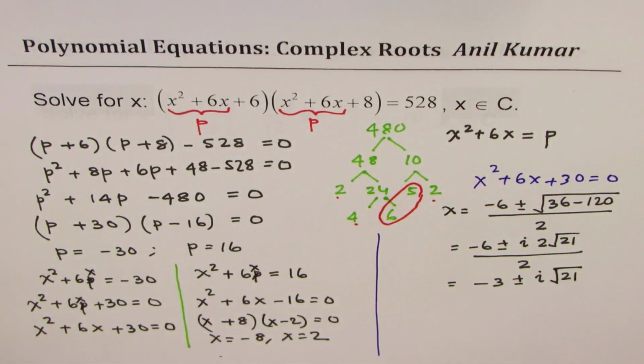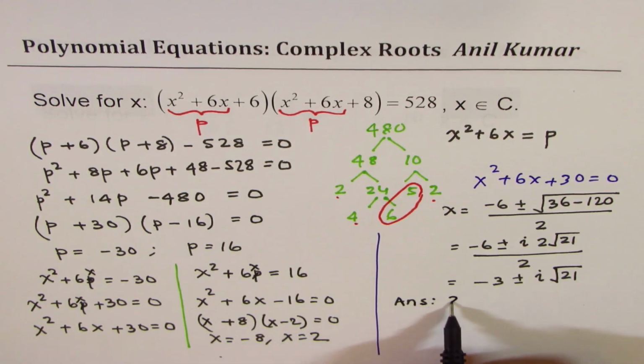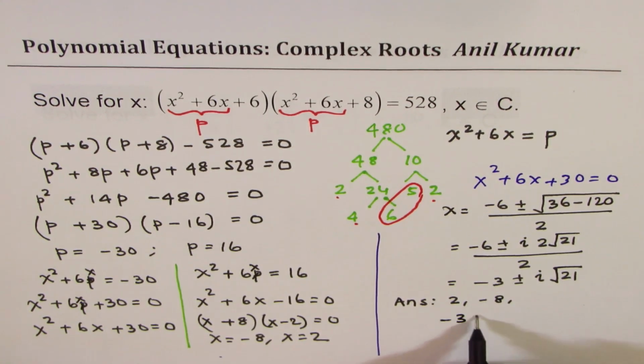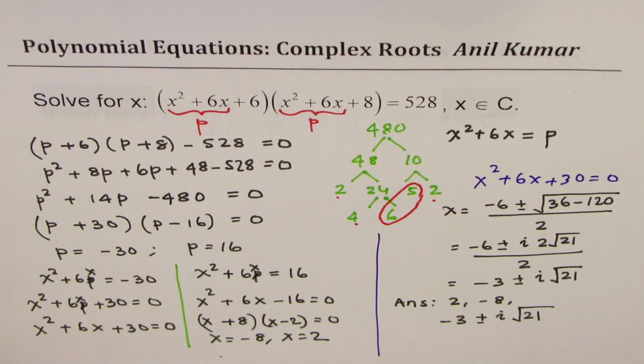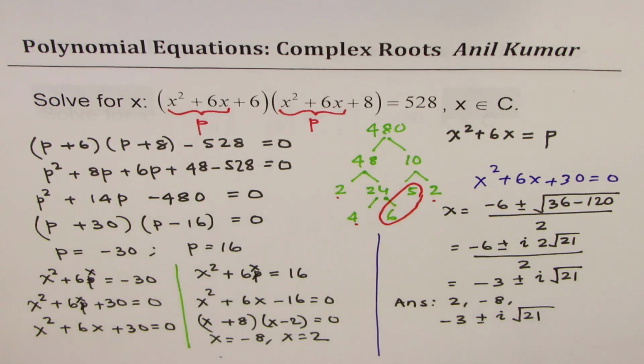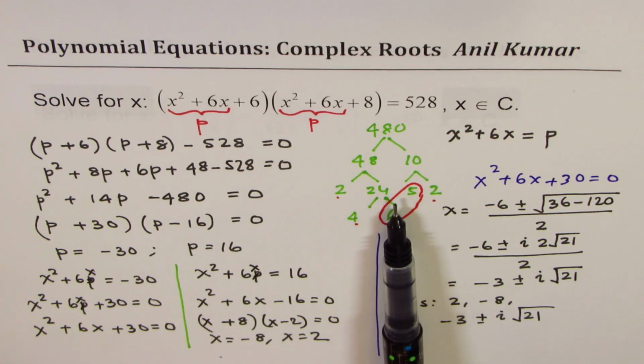So we have 4 answers. These are for the first equation. We can add the answers: x equals 2, minus 8, and minus 3 plus or minus i square root 21. So these are the 4 solutions for the given polynomial equation. I hope the steps are absolutely clear. You could use the quadratic formula here also to factor anyway, but the factoring tree as shown here helps you to factor faster.